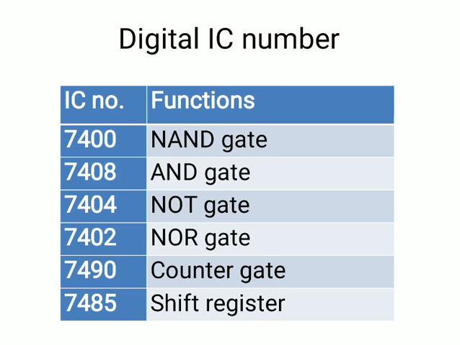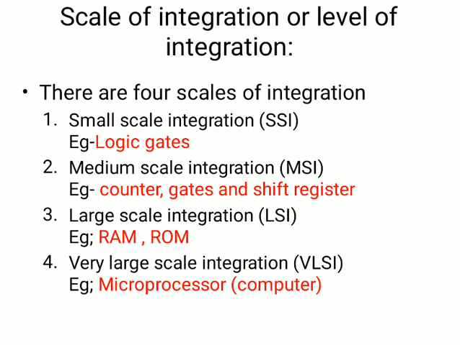So they will find the IC and they will give it to us, and depending on that we can make our application or project. Okay, so the scale of the integration, or level of the integration, right? So how much we can reduce. Depending on that reduction, there is a different classification.